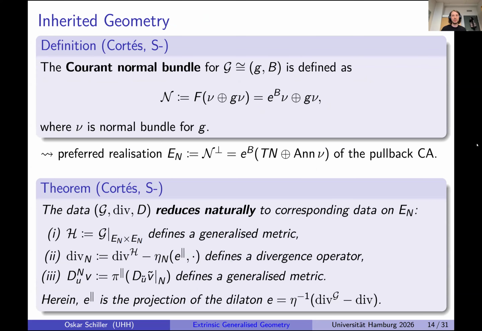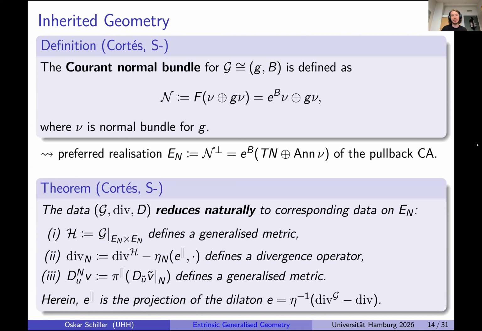Okay, now that we are all familiar again with the geometric objects of generalized geometry, let me explain to you how these are inherited over a submanifold. So a specific choice of Courant transversal bundle is the Courant normal bundle if you have a generalized metric and a semi-Riemannian submanifold, meaning that the metric that the submanifold inherits is not degenerate.